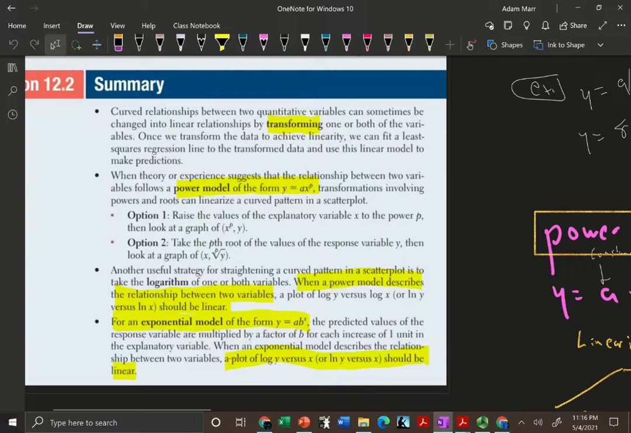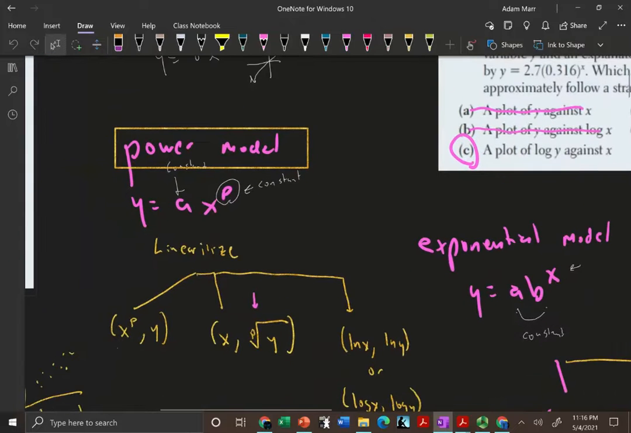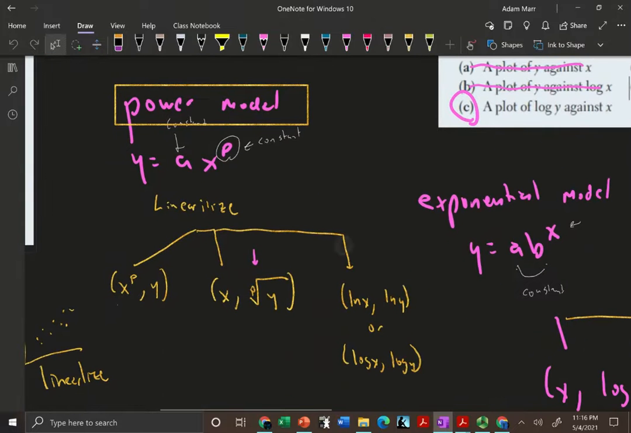Another way, when you have a power model, is that a plot of log y versus log x, or ln y versus ln x, should be linear. All right, so when a power model describes the relationship between two variables, a plot of log y versus log x, or ln y versus ln x, should be linear. So basically for a power model, to linearize, we have three options: x to the p comma y, x and the pth root of y, or ln x, ln y, or log x, log y.